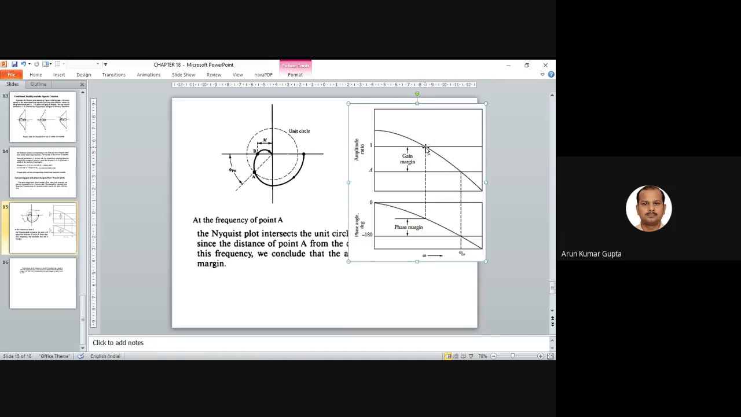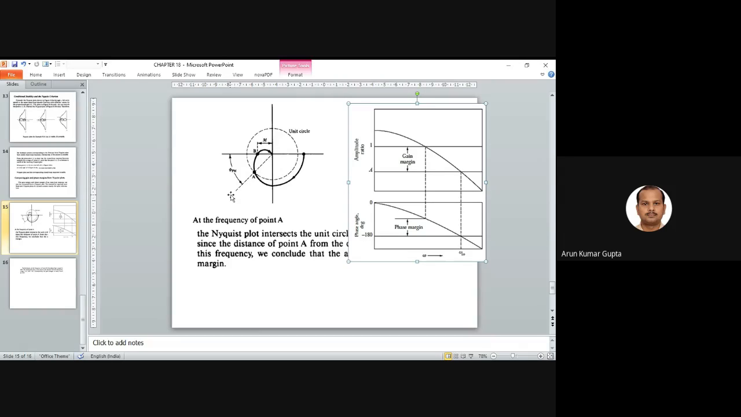AR equal to 1, where we have AR equal to 1. So when we find the point where AR equal to 1, this is a reference circle, AR equal to 1. It will cut at this point, A point. So this point corresponds to this A point. Here it is meeting AR equal to 1. So where AR equal to 1, you will draw the phase angle.